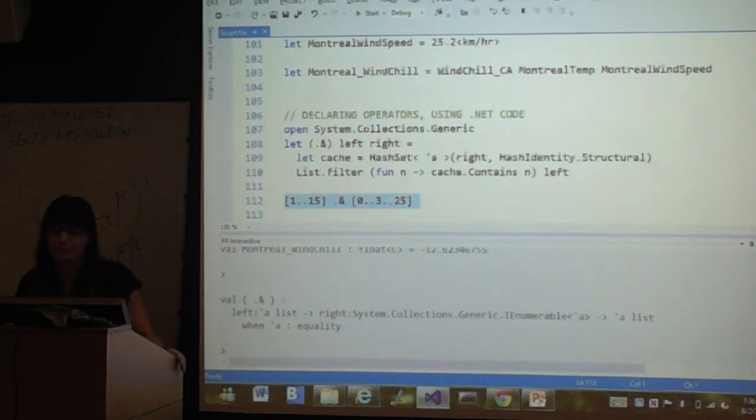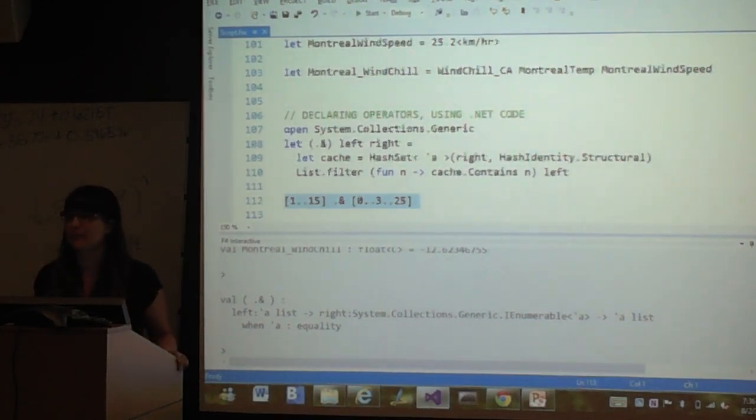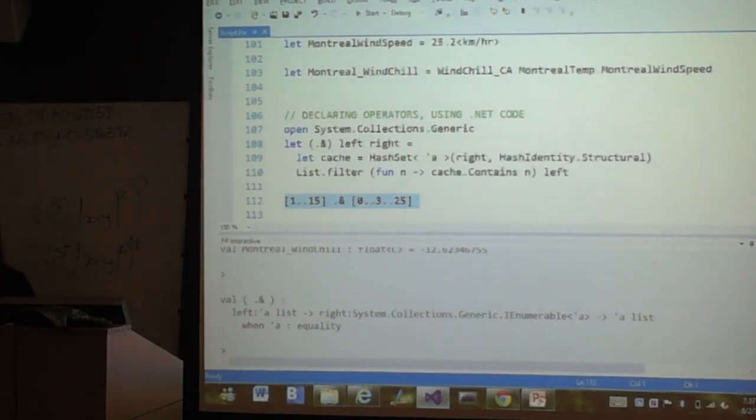Is there a way to open only specific classes within a particular namespace? Let's say I want to import within generic a hash set, but I don't want anything else. No. Ideally, it's more necessary. Sorry, no. So on line 109, that calls the hash set constructor that takes two parameters.